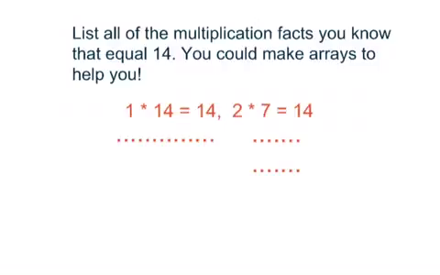So here are the two multiplication facts that I know that equal 14. I could do 1 times 14 equals 14, and there's an array, one row of 14. Or 2 times 7 equals 14, and there's an array of 2 rows of 7. Now I also know the turnaround facts would be the same for that, right? So 14 times 1 would be 14, and 7 times 2 would be 14. That would be true as well.